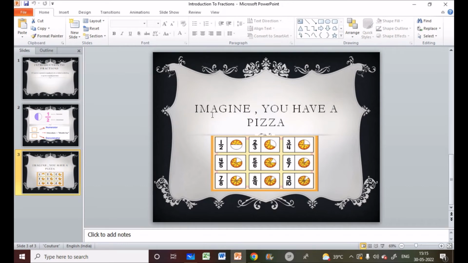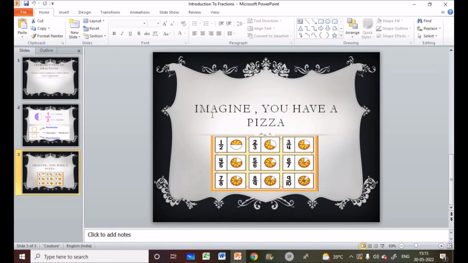Because the total number of parts is 2, which we write in the denominator place. And the shaded one or taken away, we have to write how much is shaded or taken away in the numerator place. Okay, so 1 by 2 is the total fraction that your brother got of the total pizza, of the whole. The pizza is a whole, okay?